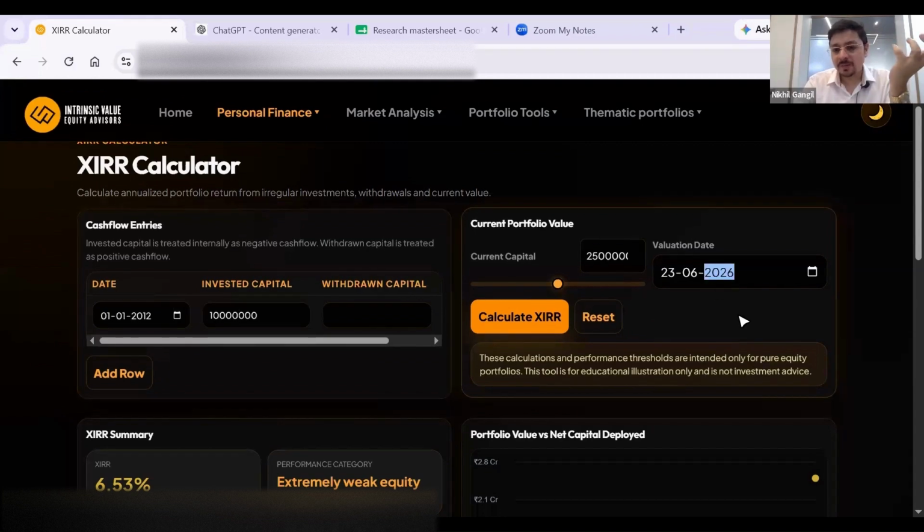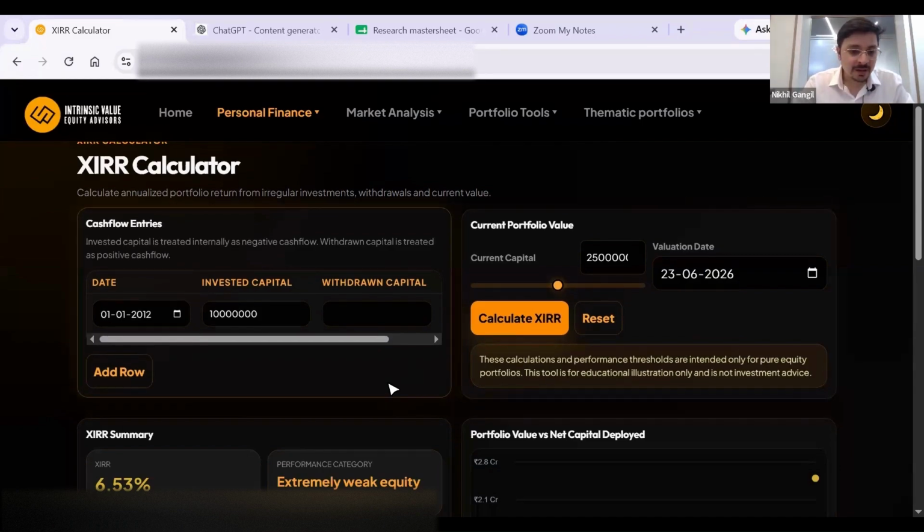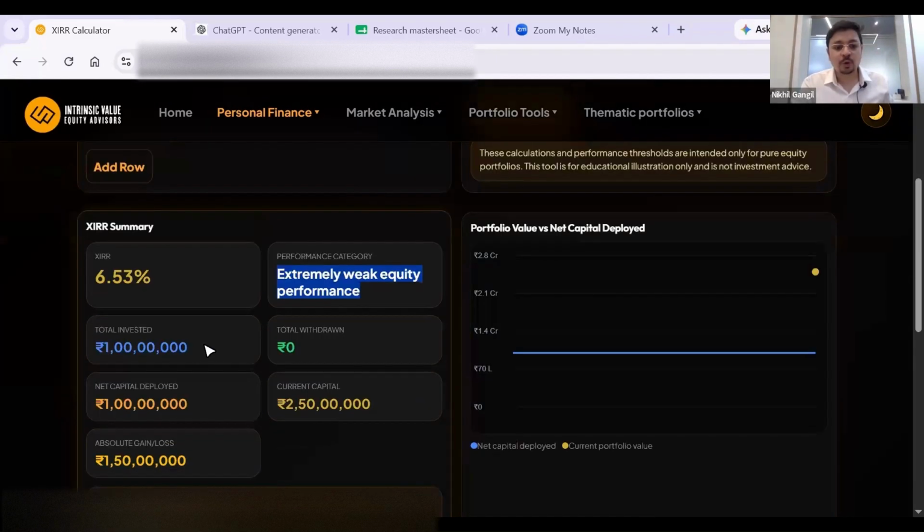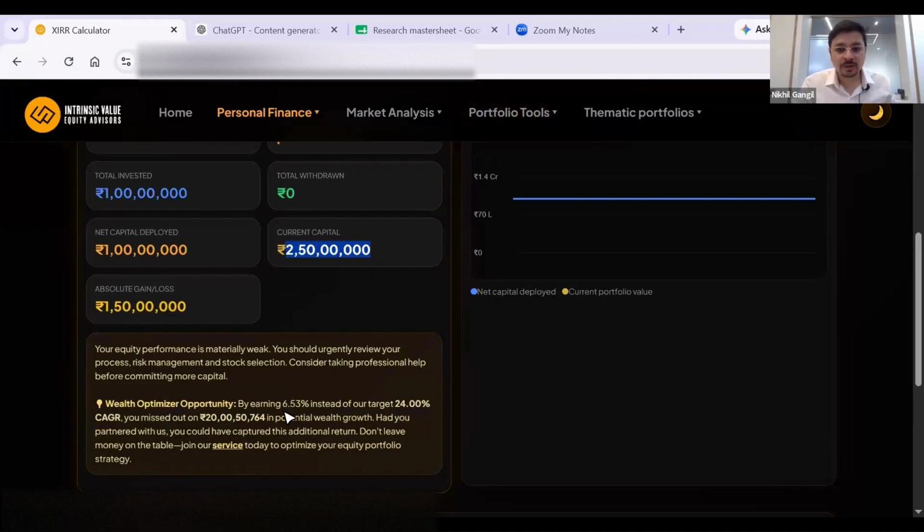And right now, I'm recording this on 23rd of June 2026. So when I calculate, the XIRR is actually 6.53%, which is actually an extremely weak performance, right? The total invested amount is 1 crore, total capital is 2.5 crores. And this is where I have given a note here also: your equity performance is materially weak.